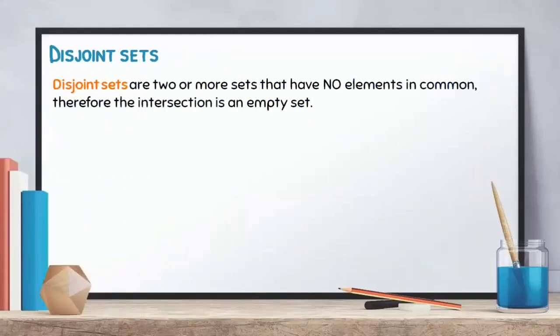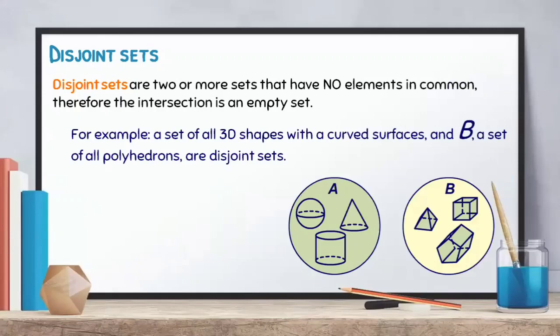Now let's go to disjoint sets. Disjoint sets are two or more sets that have no elements in common. Therefore, the intersection is an empty set.